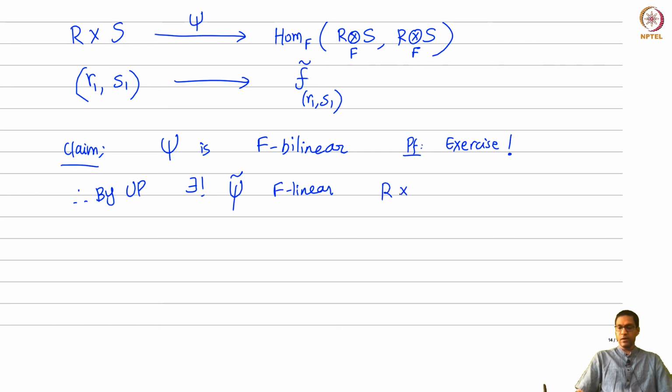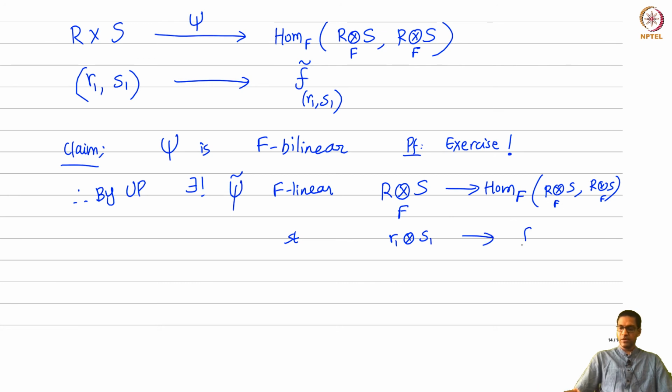From where to where? From R tensor S to the space of F linear homomorphisms, such that this diagram commutes. So such that what does it do? It takes R1 tensor S1 to F tilde of R1 S1. Okay, good, and that's more or less what we want finally.